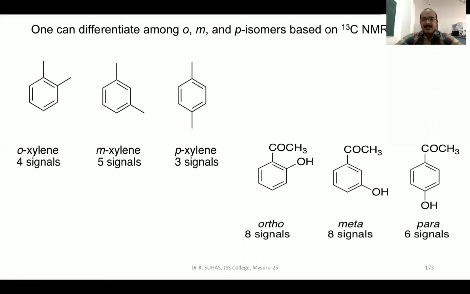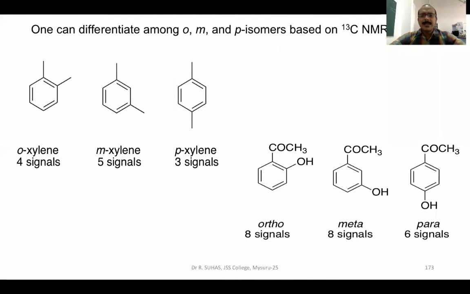Similarly, if you get 5 signals, then you can say that it is metaxylene. How metaxylene? 5 signals, 1, 1. These 2 methyls are present in the same environment, and hence you are going to get only 1 signal, 1, 2, here, these 2 carbons 3, these 2 carbons 4, and this carbon is 5. So you are going to get 5 signals. If you get 5 signals in the proton NMR, sorry, in the C13 NMR spectra of xylene, then you can clearly confirm that it is metaxylene.